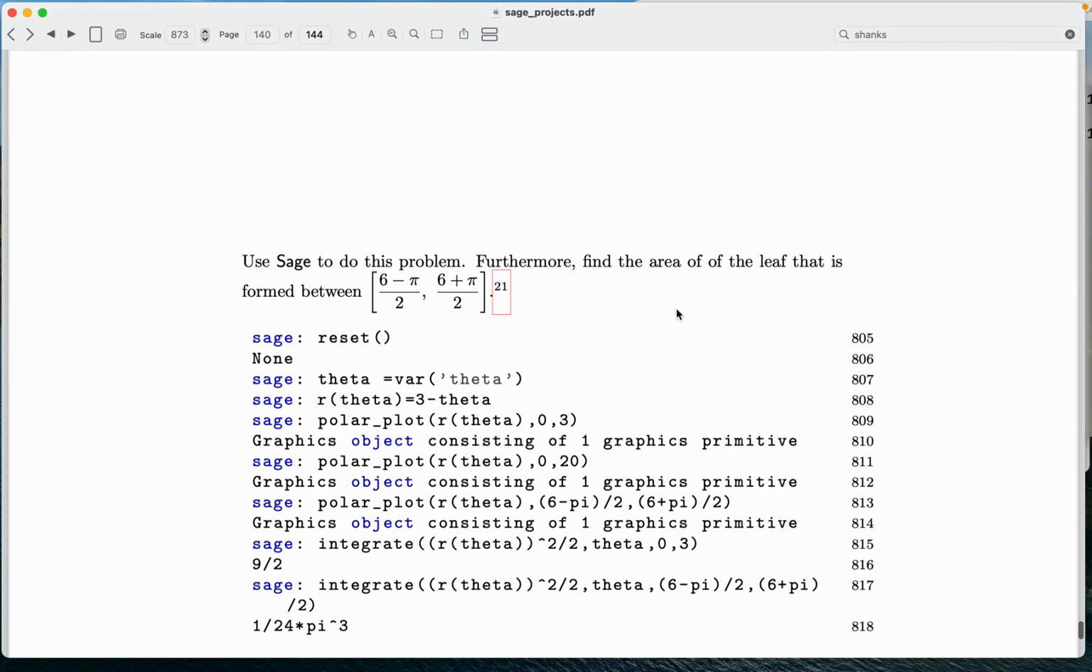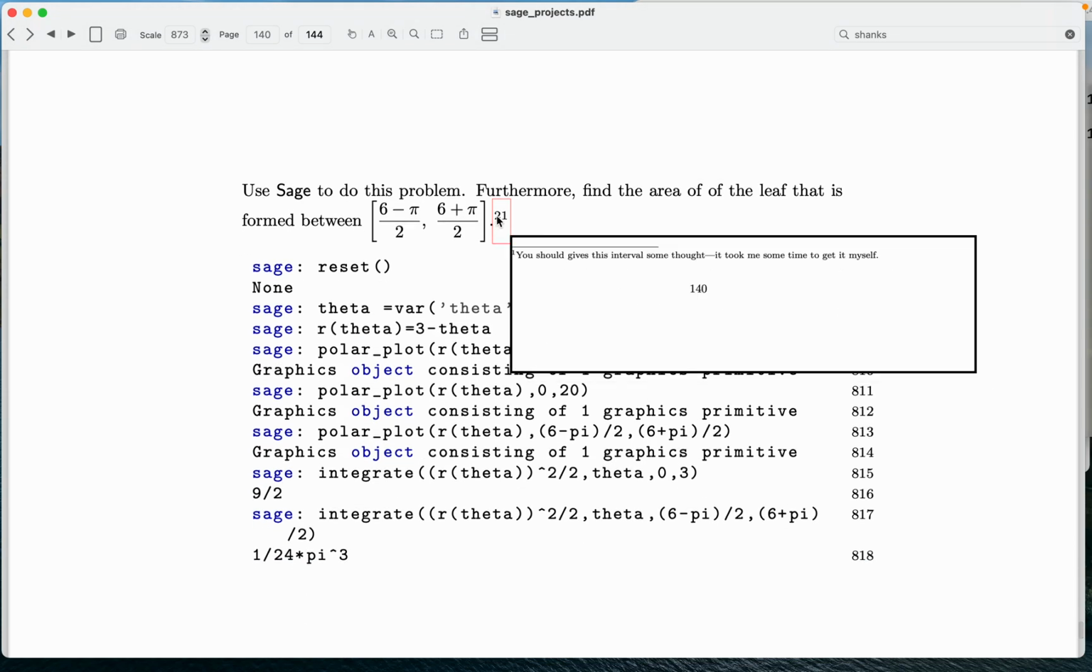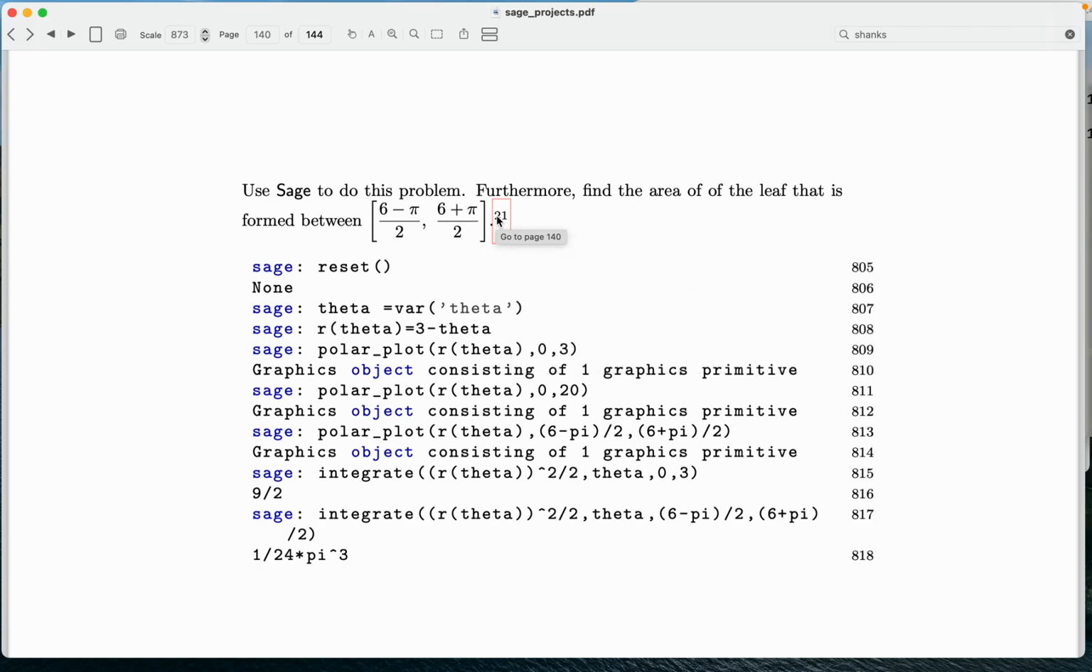This is tough. I want to point out what I mean by being tough. There's a footnote over here. It says you should give this interval some thought. And again, I really want to repeat this. A lot of students don't want to give anything thought. They actually think it's just blah, blah, blah. This took me time to figure out. If it took me time to figure out, it's going to take you time to figure out.